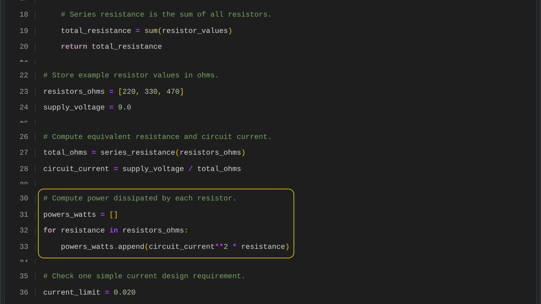Create an empty list to store the power dissipated by each resistor. Then process each resistance value one at a time. For each resistor, calculate power as the circuit current squared multiplied by the resistance, following the electrical power law. Each result is added to the list, so the power for every resistor is stored individually.